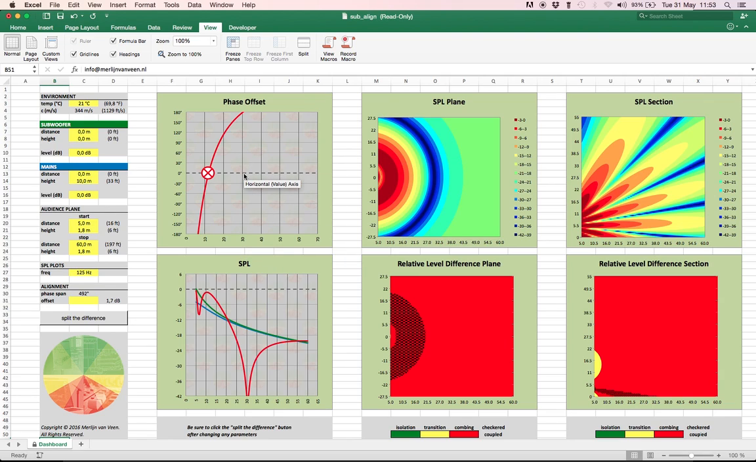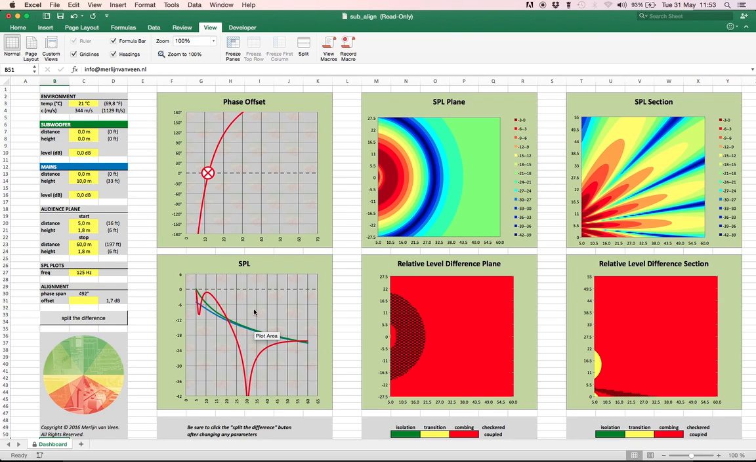Now what does that mean in terms of phase? Well, you have your phase wheel in the bottom left corner, and as you can see, with 180 degrees of phase offset, we are at the bottom of the phase wheel and we have cancellation. So the top left chart shows you relative phase offset, the bottom left chart shows you sound pressure level or output over distance.